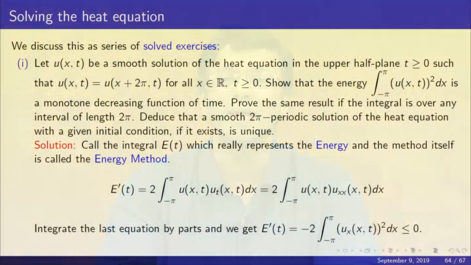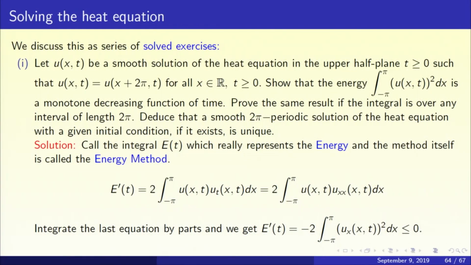Now let us go to the next important partial differential equation, the heat equation. So we want to solve the heat equation. What is the heat equation? u_t equal to u_xx, or del u by del t equals del 2u by del x squared. That is the heat equation. So let us take a smooth solution of the heat equation in the upper half plane, namely t non-negative. So x coordinate is the horizontal one and the t coordinate is the vertical one. t greater than or equal to 0 is the upper half plane.